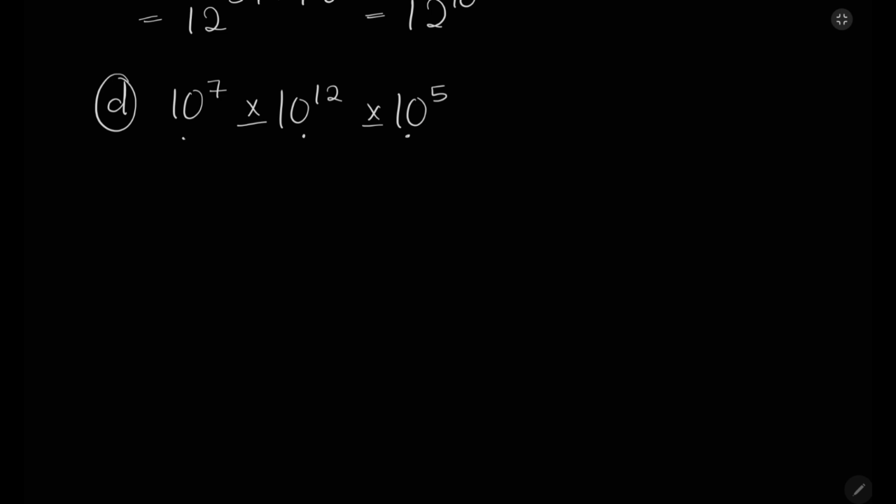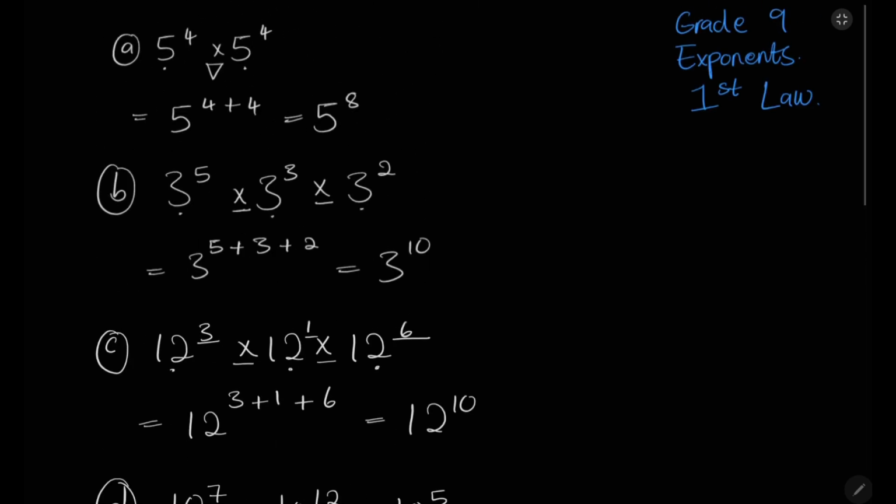The bases are multiplied. What do we do to the exponents? We add them. So we write down our base as it is. We have 10. Let's add our exponents. We have 7 plus 12 plus 5, which is 10 to the power 7 plus 12 plus 5, which is 24. And that is how we deal with bases that are multiplied.